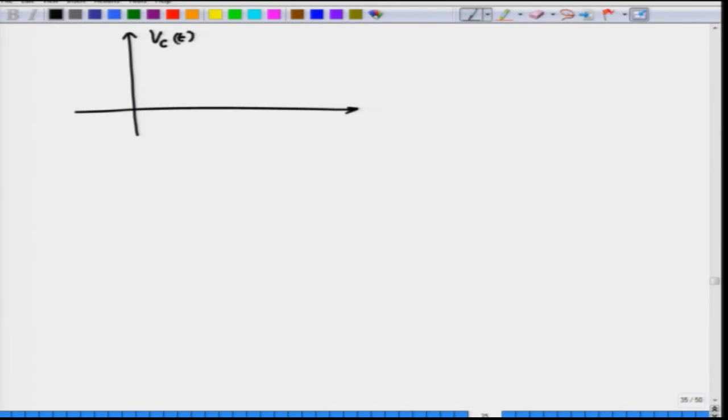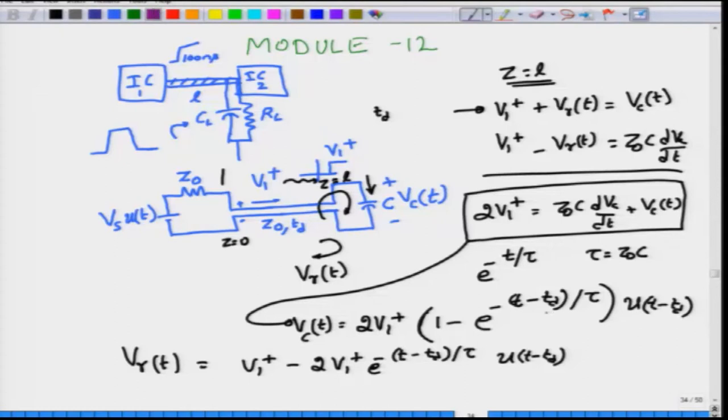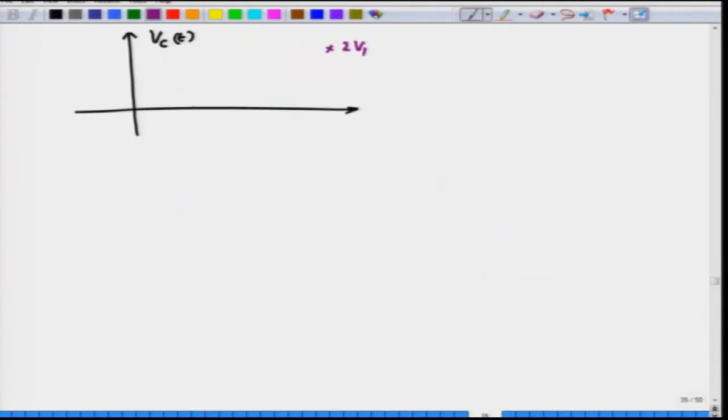So, clearly what should be Vc of t? Let us go back to one slide here and note that at t equal to Td, this exponential will be equal to 1 and 1 minus 1 will be 0. So, Vc at t equal to Td will be equal to 0, but as t minus Td goes off to infinity, this exponential will go to 0, and what you get is the final value of 2V1 plus. So, you have 2V1 plus here, 0 here, and then you can join these in this manner. Of course, I have shown that they join at a finite time, which is clearly not the case, because technically this would happen at t equal to infinity, right. But the difference from 2V1 plus, which is equal to Vs, will be very, very small for 4 or 5 time constants, right. The time constant of this one is Z naught C.